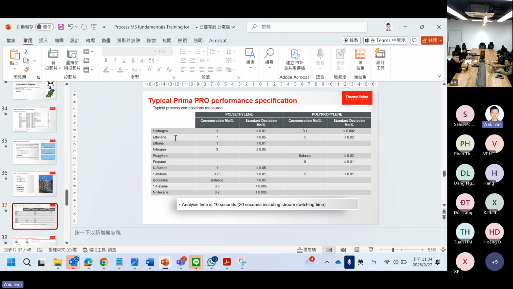As you can see here, for Prima Pro at a plastics manufacturer producing polyethylene or polypropylene, these are the parameters that the customers are usually interested in monitoring. So it's more application driven. If there's an application, we know these are the components they want to measure.